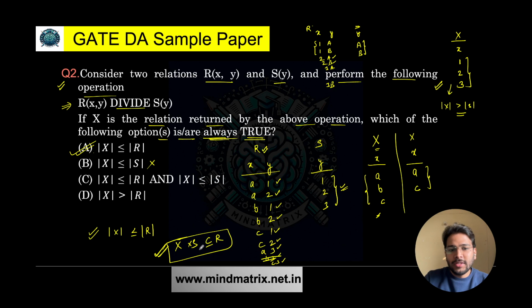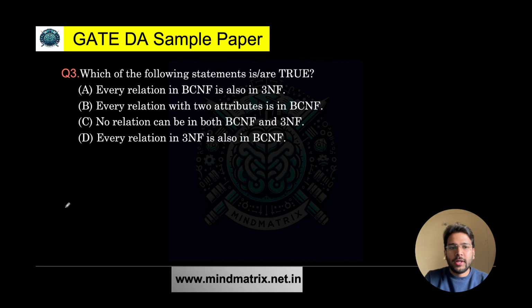So here you can see, whether you perform the cross product or whatever you do between X and S, it will always be a subset of R. So definitely it is true that cardinality of X is less than or equal to cardinality of R. So we have proved that this is not true in this case, and here also it is the same as mentioned, so option C is also incorrect, and option D is always incorrect. So that is the answer. Option A is the correct answer for this question. Clear? Let's proceed to the next question.